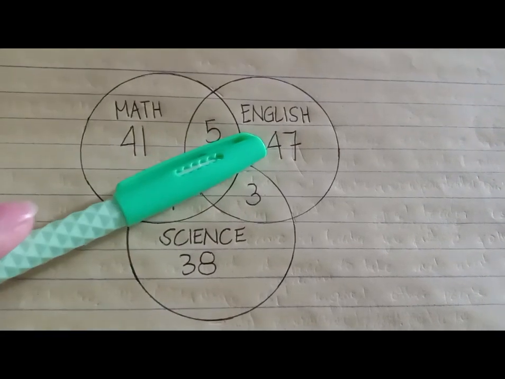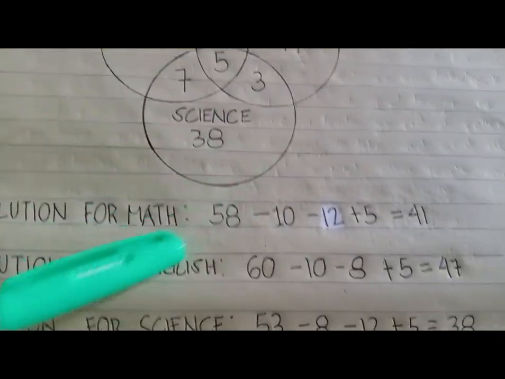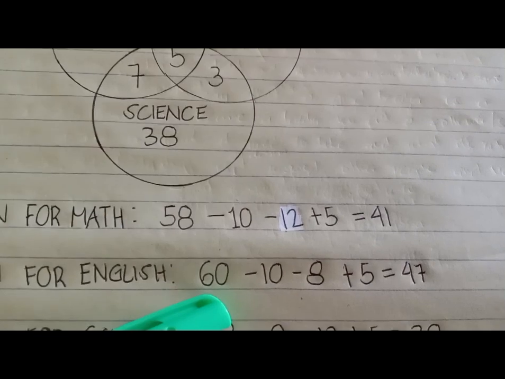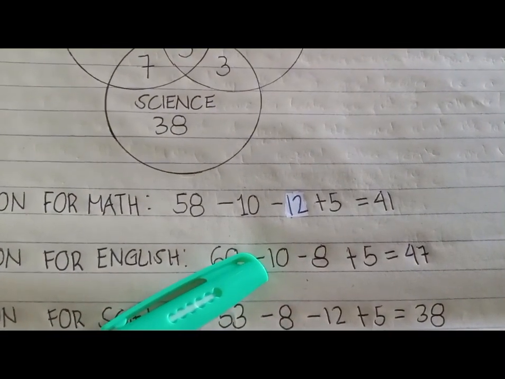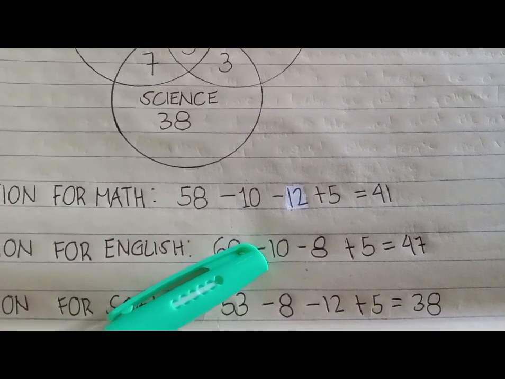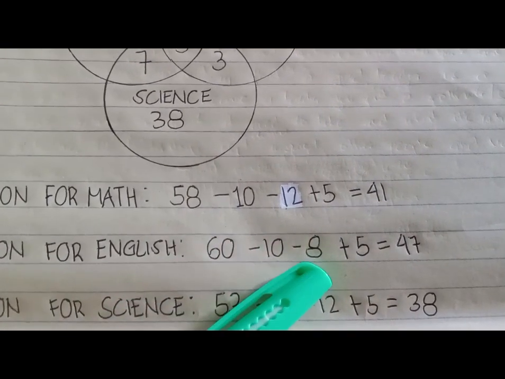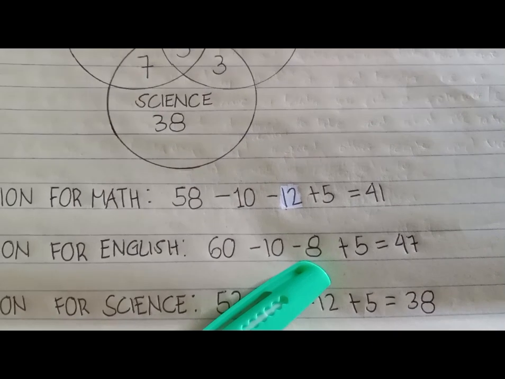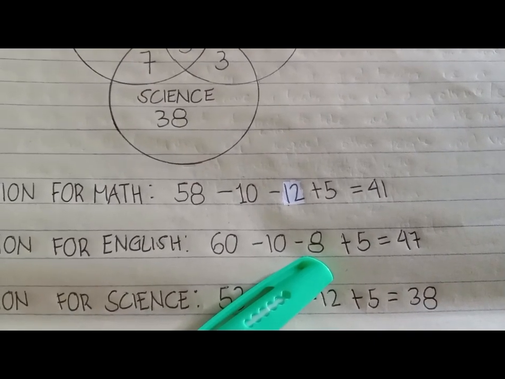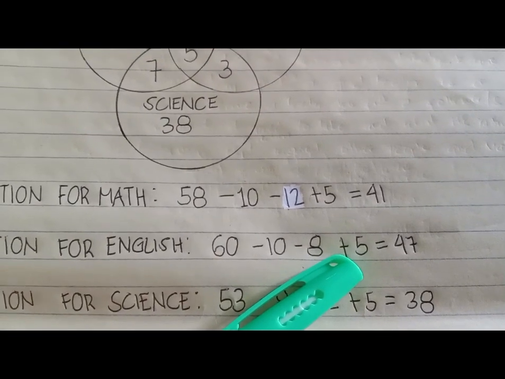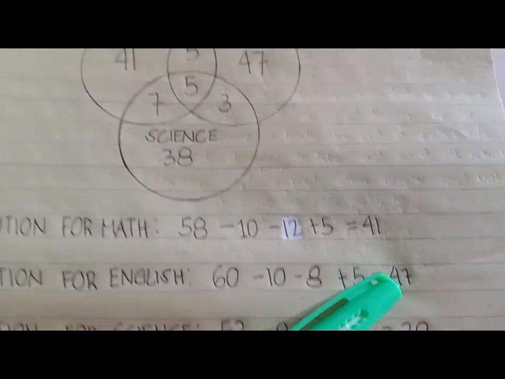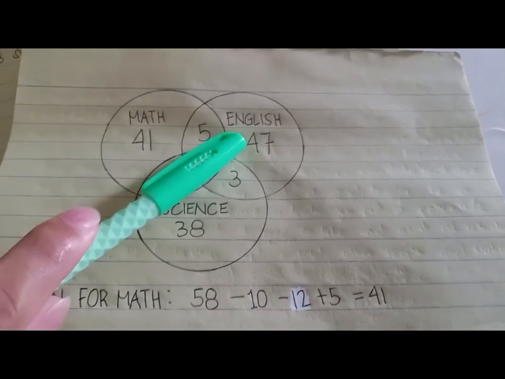So that's why we have 41 in mathematics. Next is English. Why we have 47 in English? So the solution is 60 students taking English class, subtracted by 10 for those students signed up both math and English, subtracted by 8 for those students signed both English and science, plus 5 for those students enrolled in all 3 subjects is equal to 47. So that's why we have 47 in English.